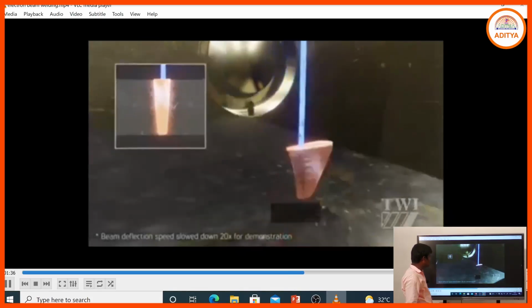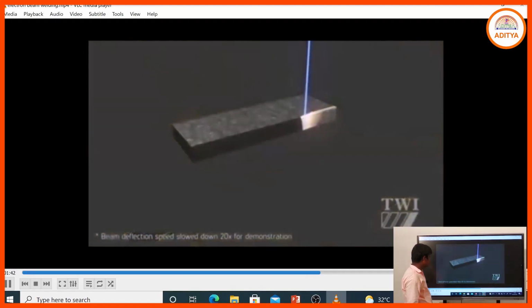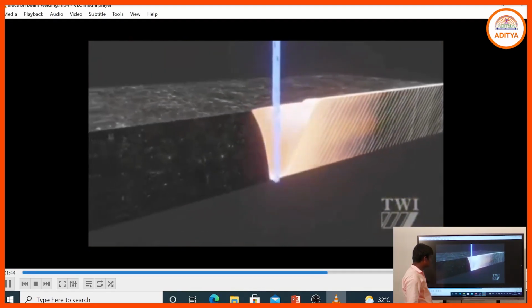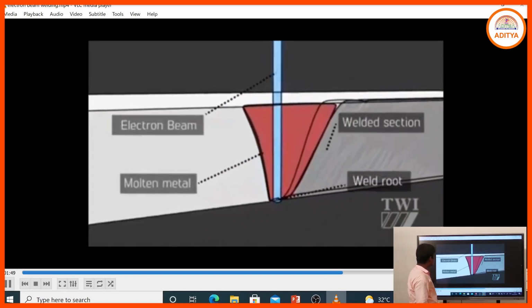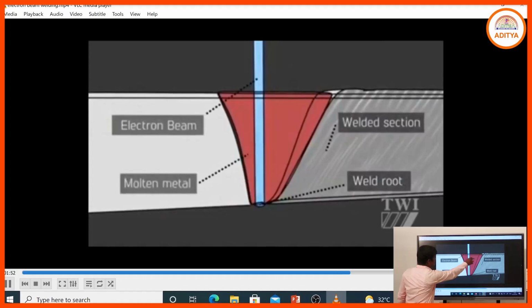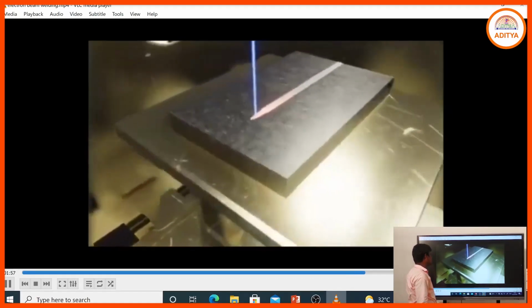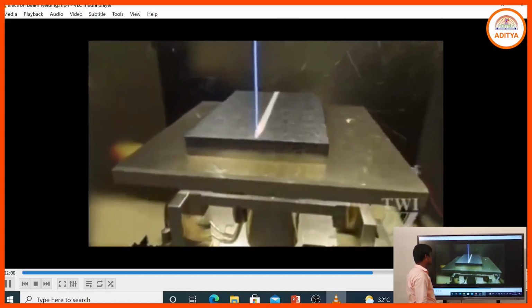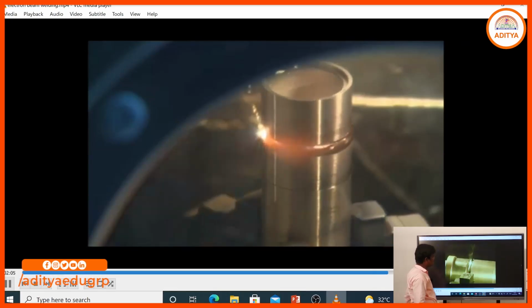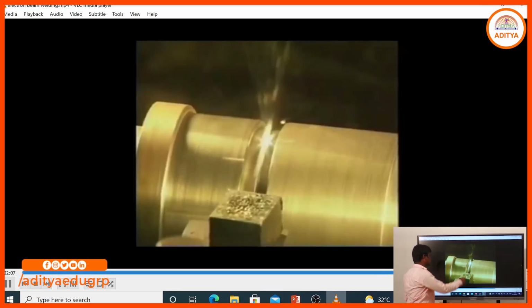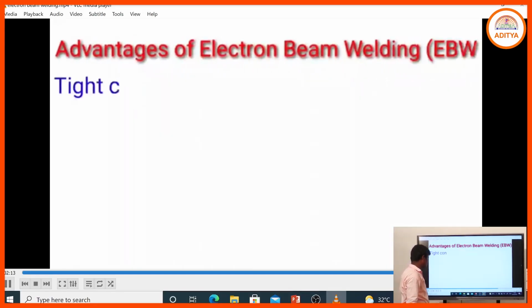It will generate the keyhole. That is the electron beam, and that is the molten metal, and that is the welding section. Now we are doing the welding using the electron beam. Some cylindrical portions are also welded using electron beam welding, where the electron beam comes and does the welding.